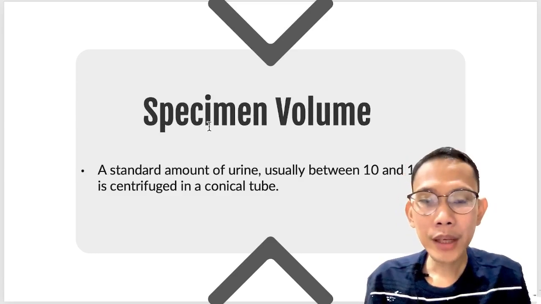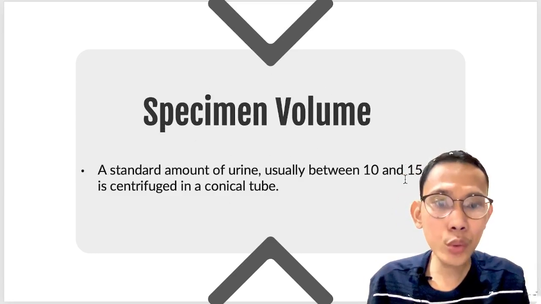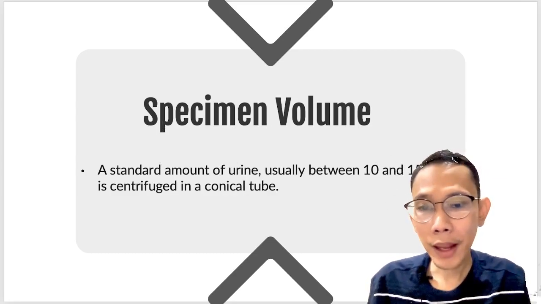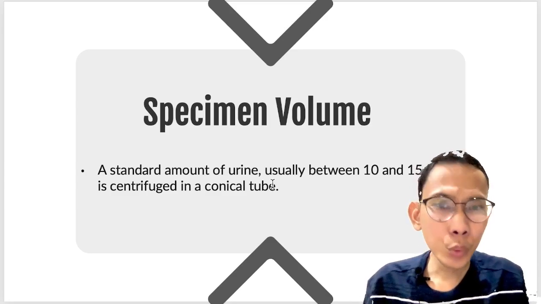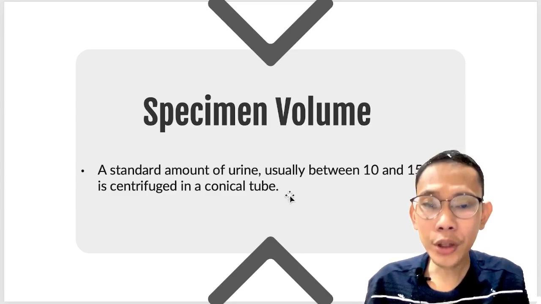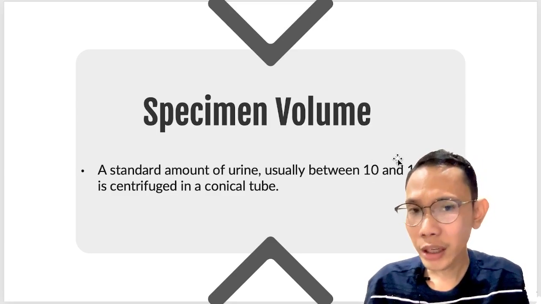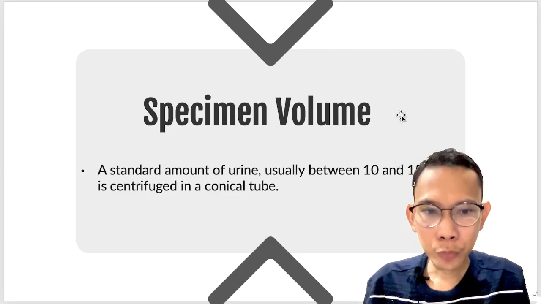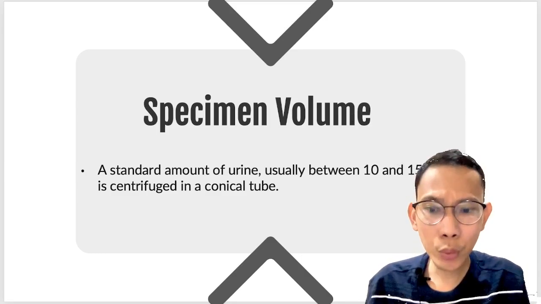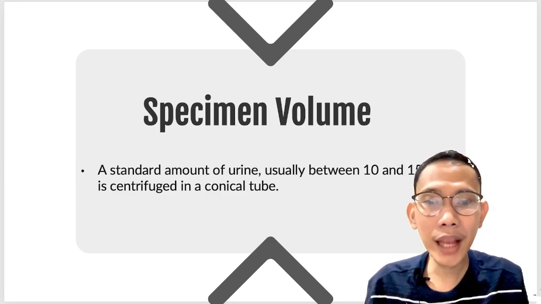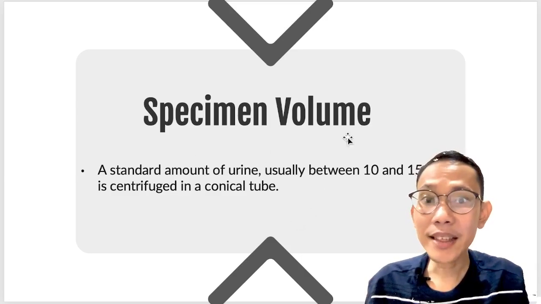Specimen volume. Again, for the specimen volume, a standard amount of urine, usually 10 to 15 ml, is centrifuged in a conical tube or test tube. What we use in the laboratory are your test tubes. So between 10 to 15, average of around 12 ml. So ito yung ginagamit natin na sample because this will provide an adequate volume from which to obtain a representative sample ng ating elements present sa ating specimen.